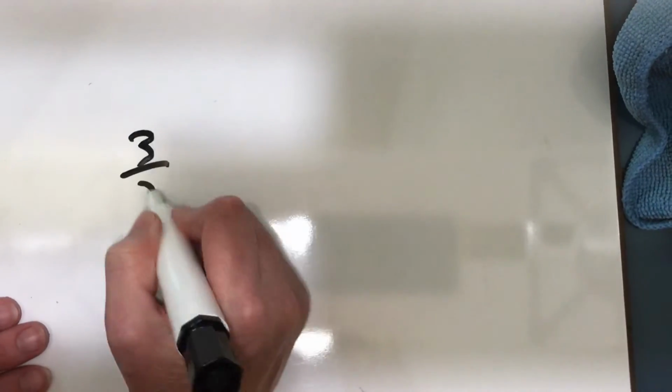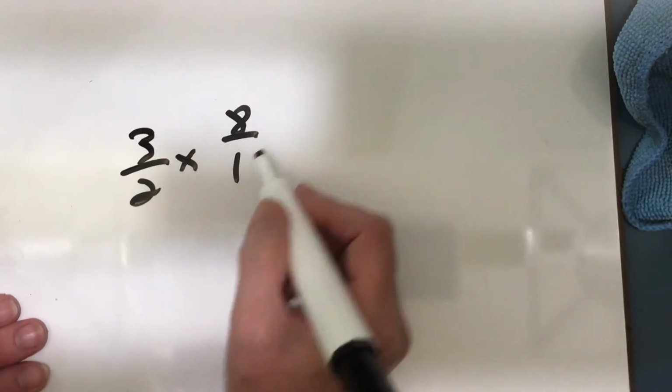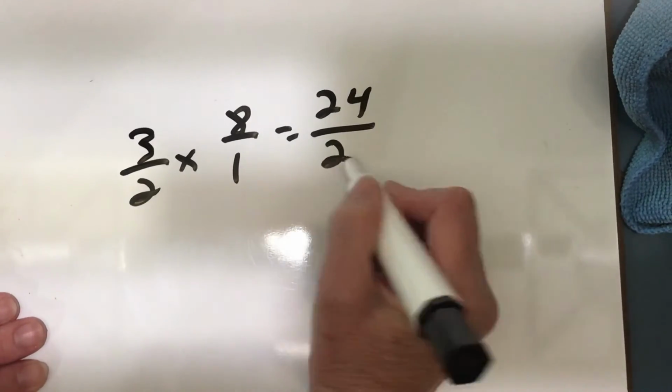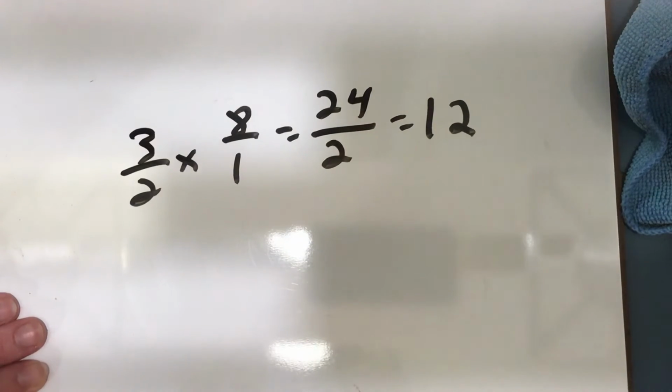Okay, and then number 12. Says Morton says that when a non-zero whole number is multiplied by 3/2, the answer is always greater than the whole number. Well, let's try it out. Let's take 3/2 times 8. Make that 8 over 1. Okay, 3 times 8 is 24. 2 times 1 is 2. That equals 12. Okay, that's greater than 8 that we started with.